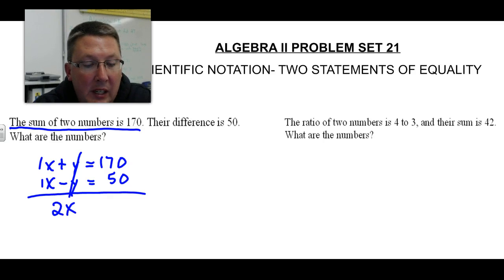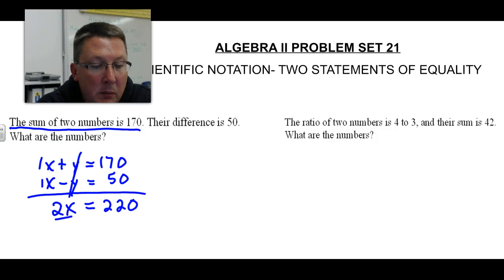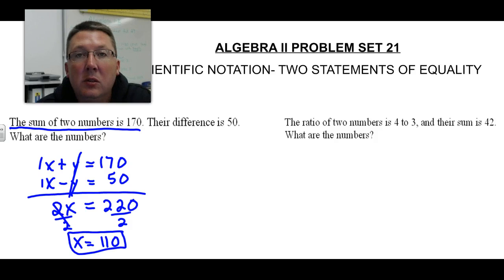That is a very common mistake, so please don't make that. And then 170 plus 50 equals 220. And now we have a simple equation to finish solving for x. I'm going to divide both sides by 2, and I get x is 110. So one number is 110.